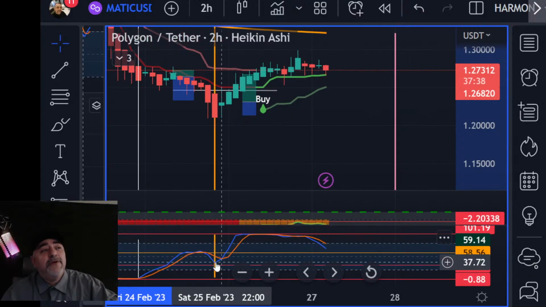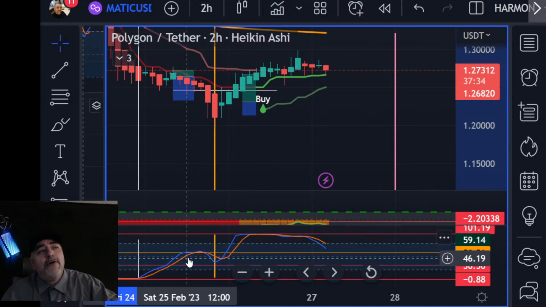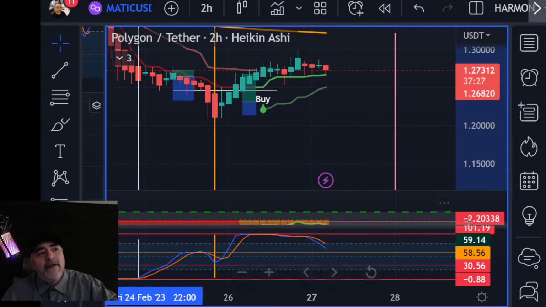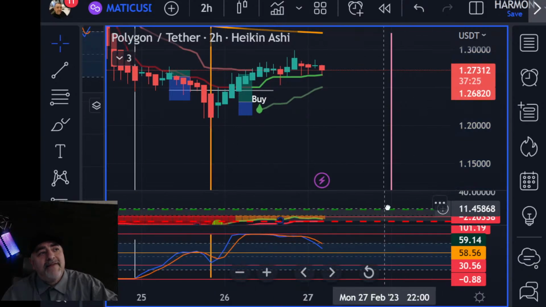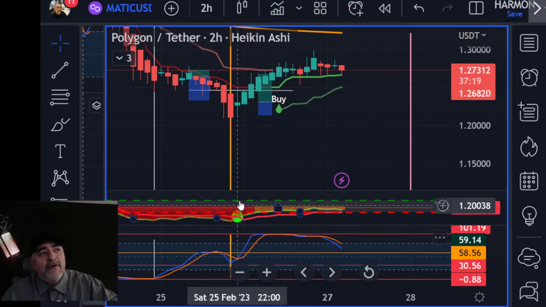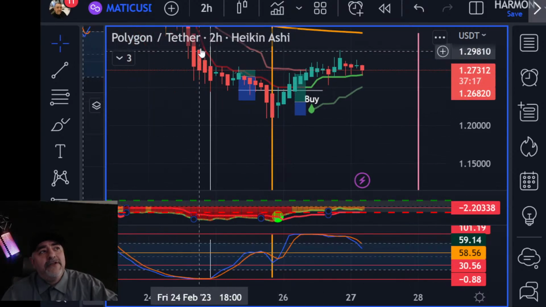Now the bonus here is where you see the 4 hours start to go up. Notice that the 2 hour went sideways, came down, and now it's bouncing and started to head up. Step one, confirmed. We are in an up move. Next thing we are looking for is going to be the 1 hour.